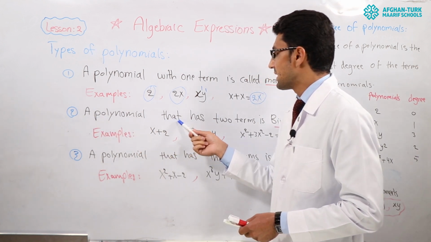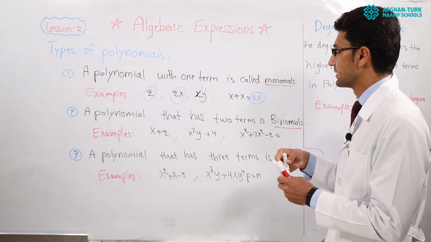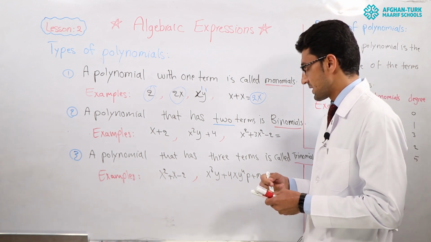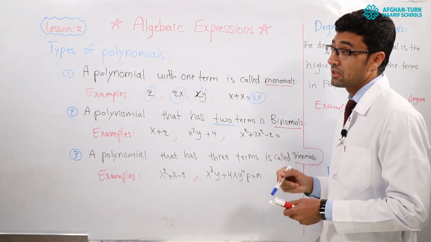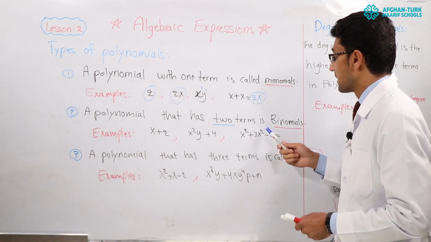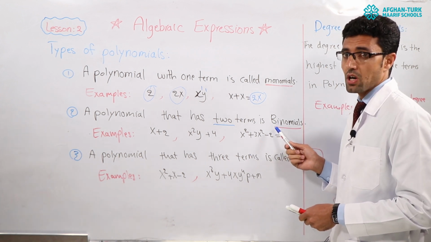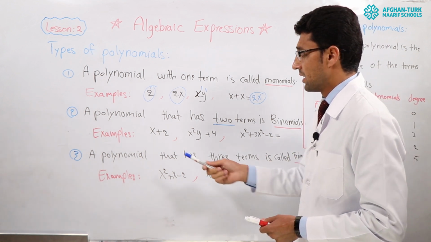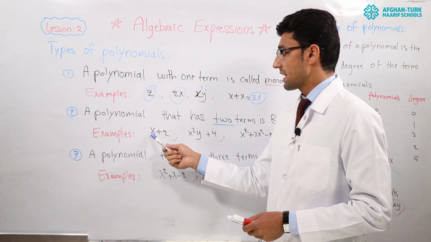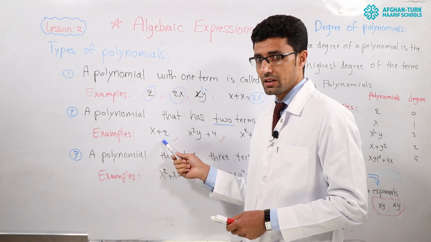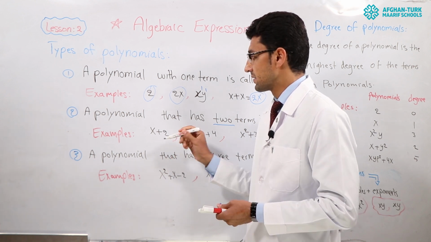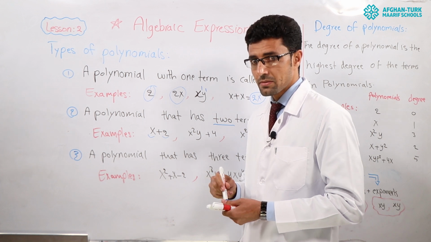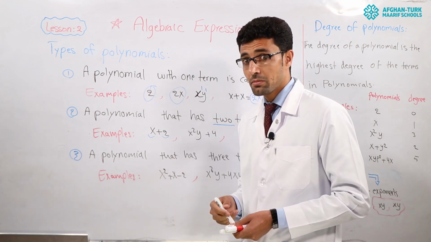Now let's get started. The second type of polynomial: a polynomial that has two terms is called a binomial. Repeat after me. Binomials. Binomials. How? Two terms. x plus 2. One is x and the other is 2. How many terms? Two terms. What do you call it? Binomial.